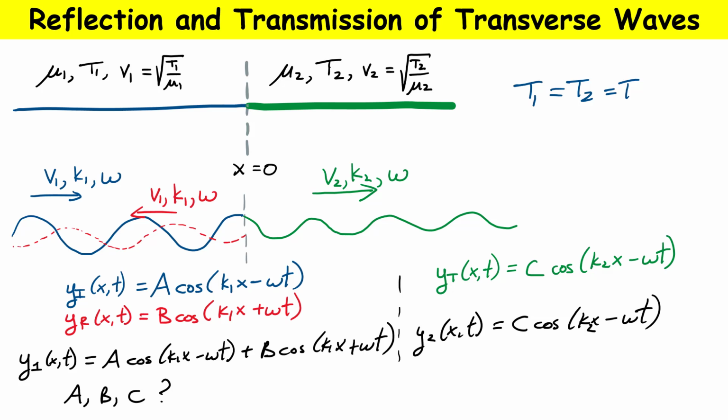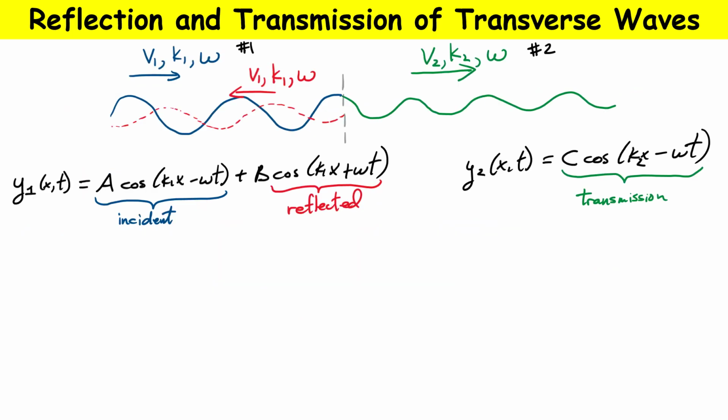So let's go on the next page, and what we have to look at now are boundary conditions. What are the boundary conditions that we apply right here at the connection between the blue and the green string? The first thing we have to look at are boundary conditions, and that's going to allow us to determine these amplitudes, at least the ratio of the amplitudes. All right, so let me just write that down.